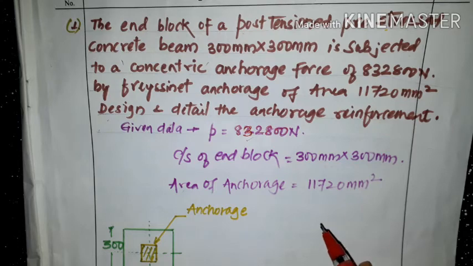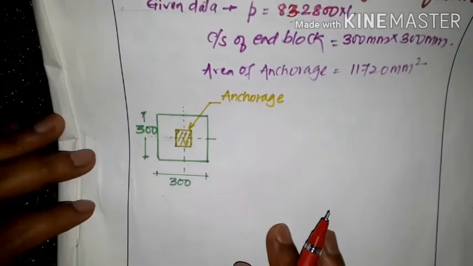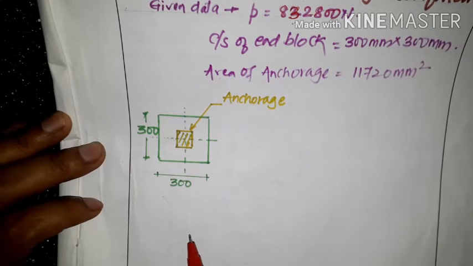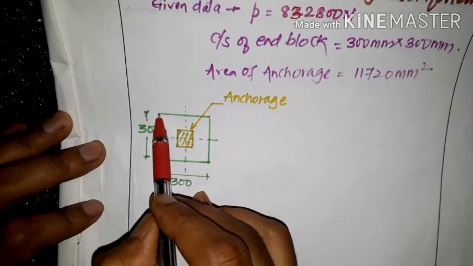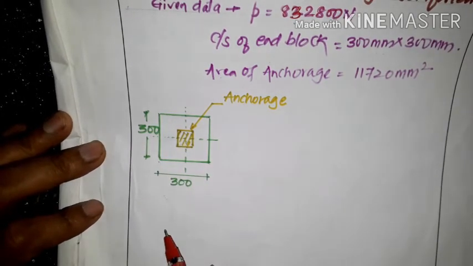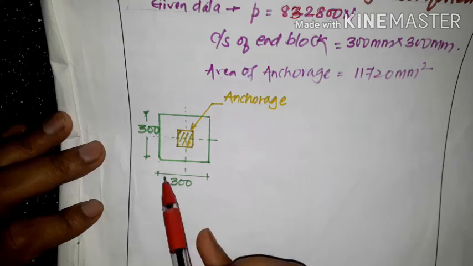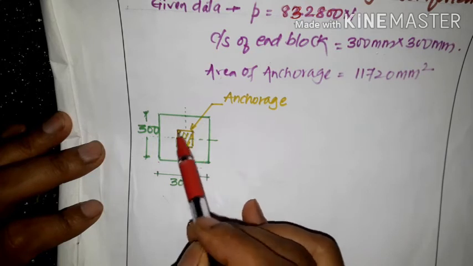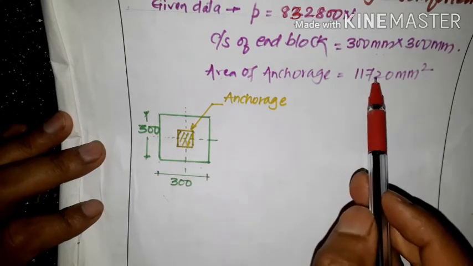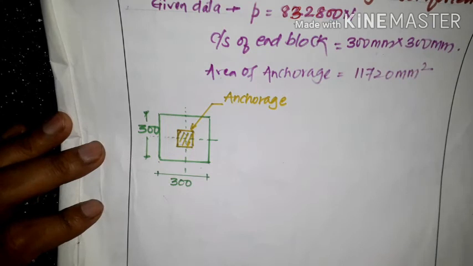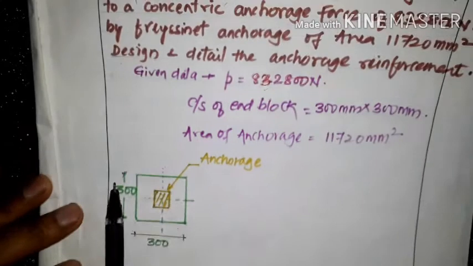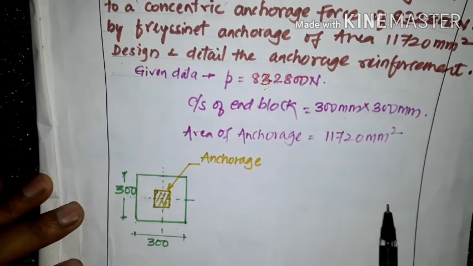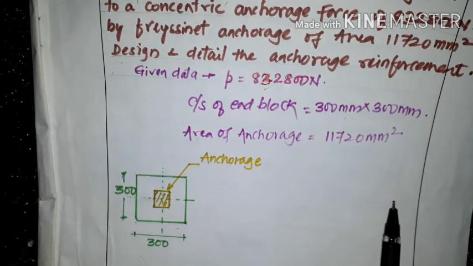Understood? So now, a small figure with respect to that. We have the cross section of the end block, 300 mm by 300, and the yellow color we can see is an anchorage system of area 11720 mm square. Understood? So we have to design and detail the anchorage reinforcement. You have to give the detailing part also.